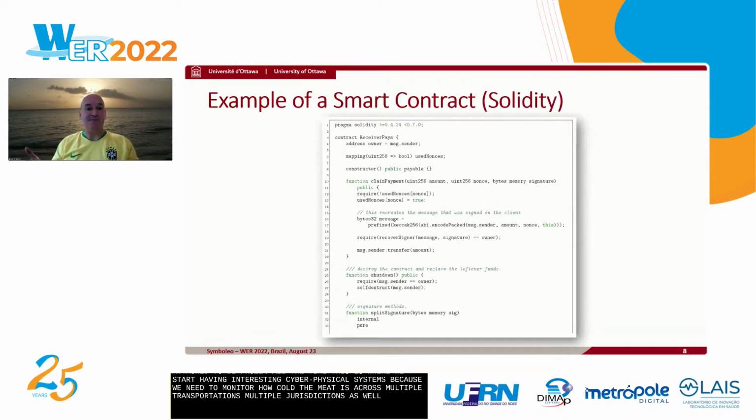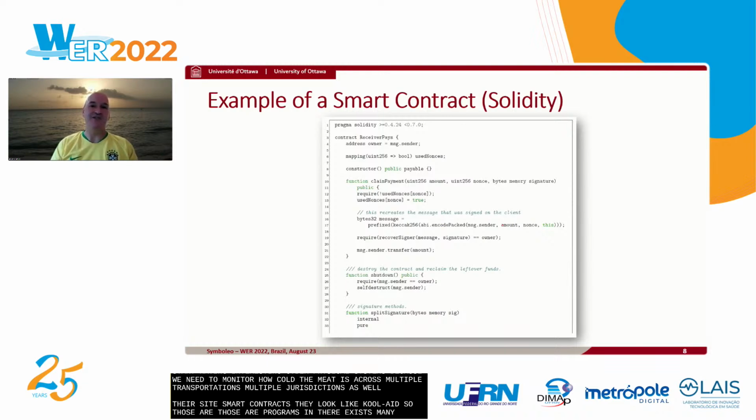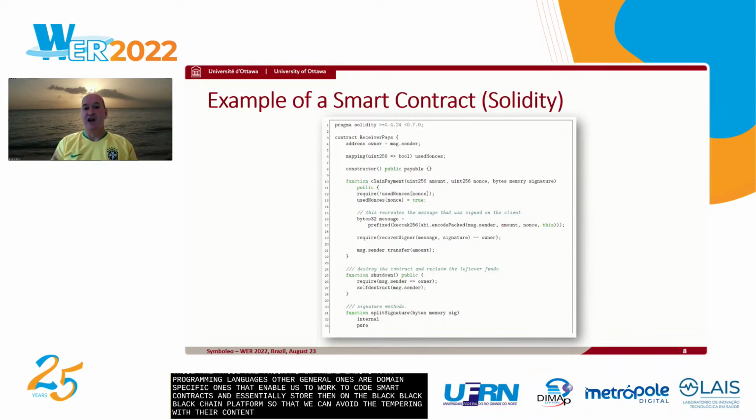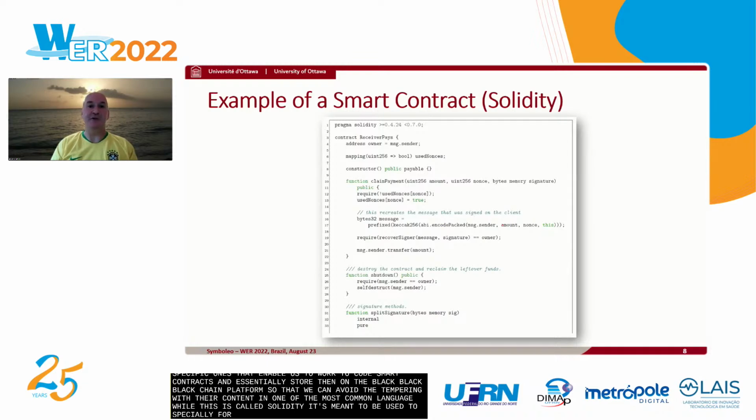On their side, smart contracts look like code, right? Those are programs, and there exist many programming languages, either general ones or domain-specific ones, that enable us to code smart contracts and essentially store them on the blockchain platform so that we can avoid tampering with their content and execution. One of the most common languages for this is called Solidity. It's meant to be used especially for the Ethereum platform.